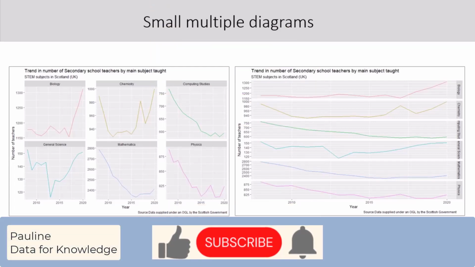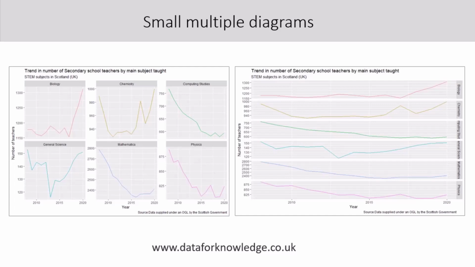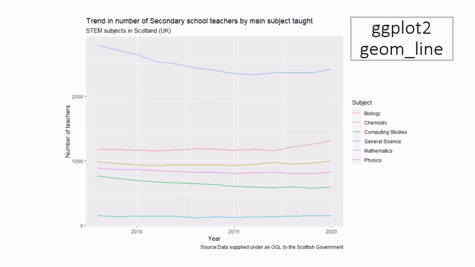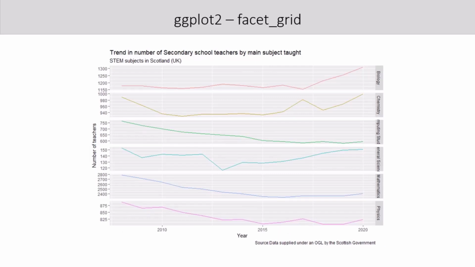Welcome! In this video, I will show how you can quickly create small multiple grids in an R script in RStudio using facet wrap and facet grid from the ggplot2 package. I will take a line diagram and split it into mini line diagrams based upon the subject. The first version will show the charts in columns using facet wrap. The second will show the charts in rows using facet grid.